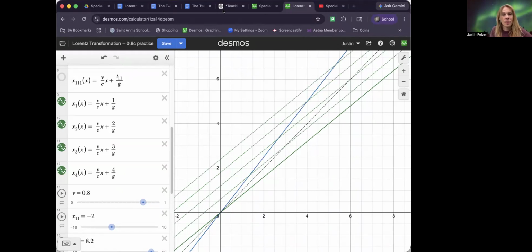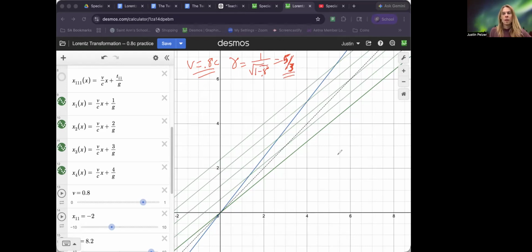So I'm going to give some context. We did this on the sheet in class. I'm going to quickly go through the context here, right? The context is this. V is 0.8 c, right? Gamma, therefore, is 1 over the square root of 1 minus 0.8 squared, which ends up being 5/3 if you do it in fractions, which I highly recommend. So gamma is 5/3. Great.